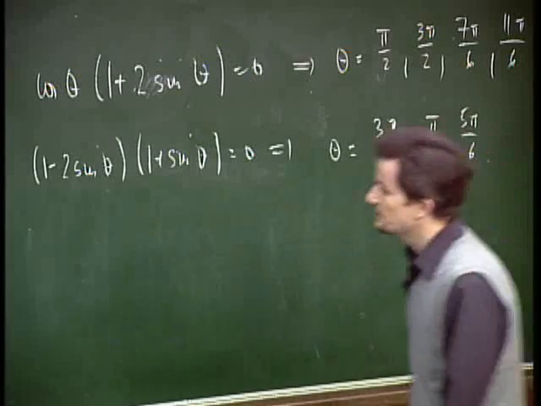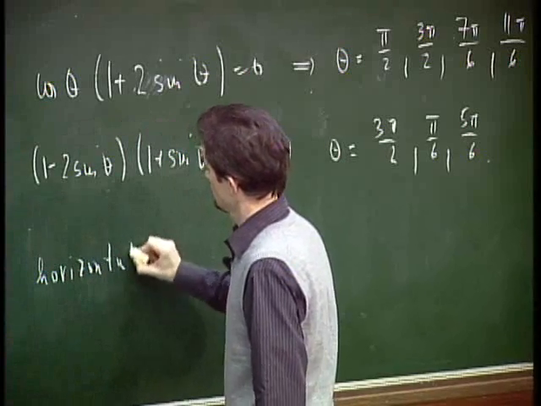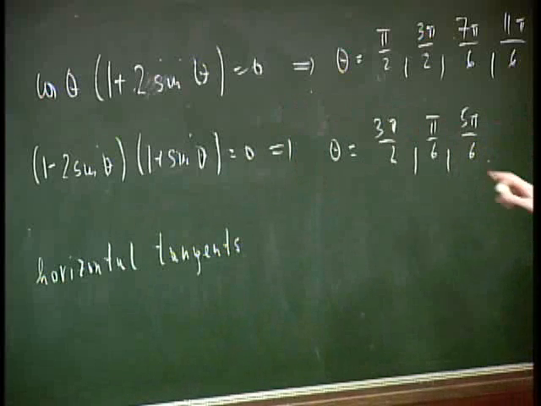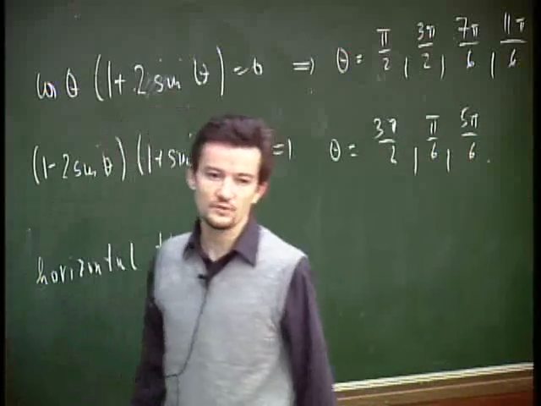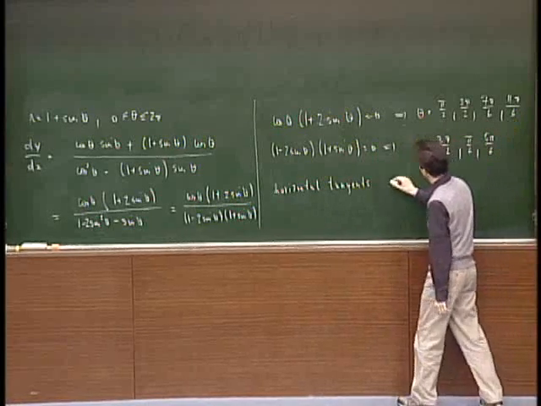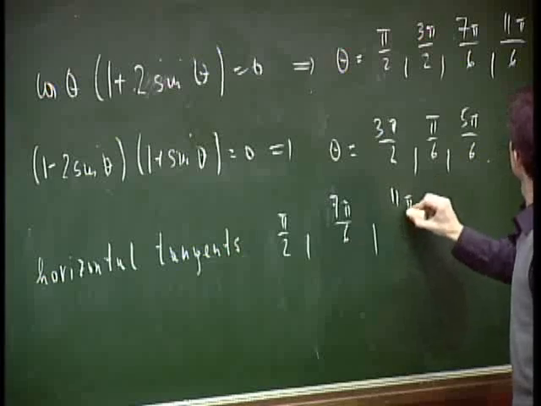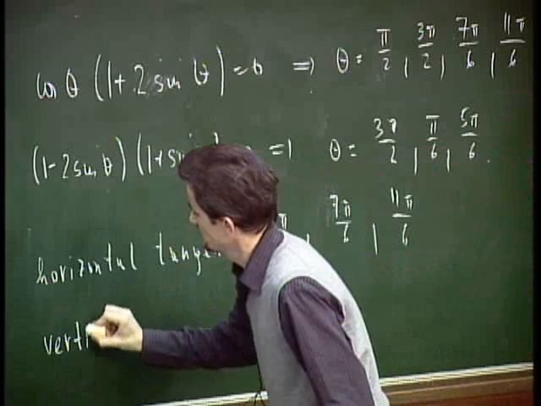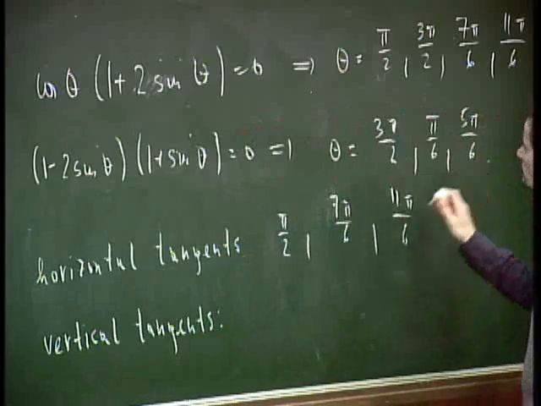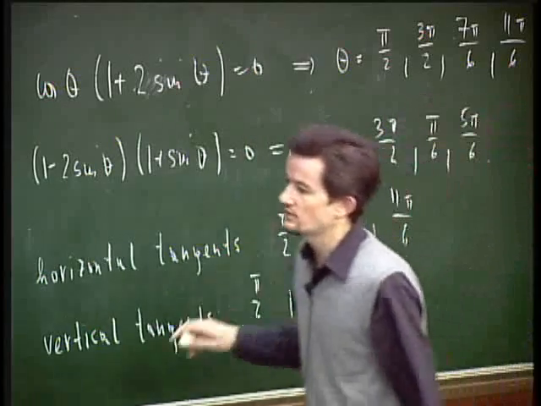Okay, so you see that if we look at horizontal tangents, there is one case where both numerator and denominator equal 0, so you have to consider this case extra. So for horizontal tangents, we have those 3 here: pi half, not this one, 7 pi over 6 and 11 pi over 6. And for vertical tangents, you have 2 cases, pi over 6 and 5 pi over 6.